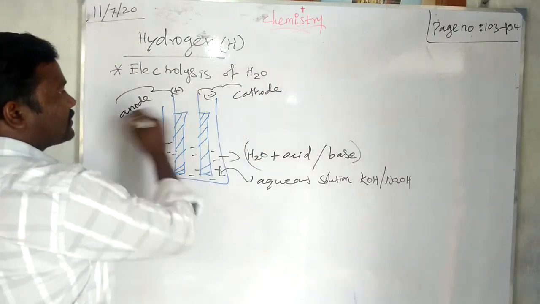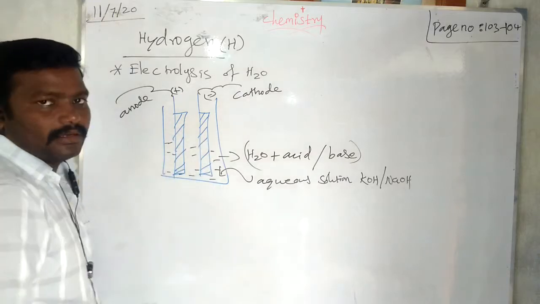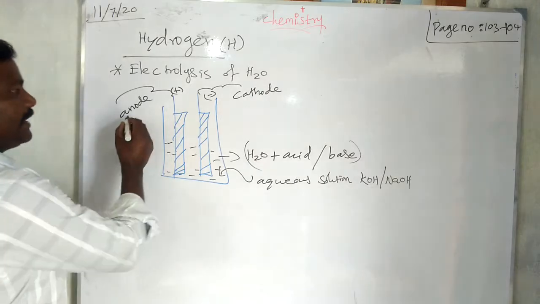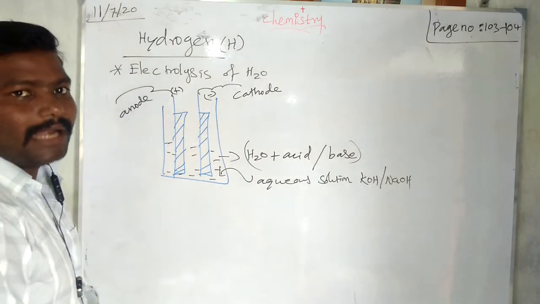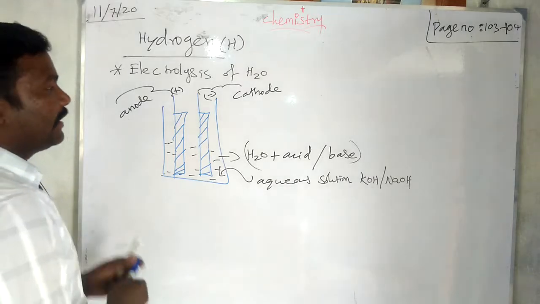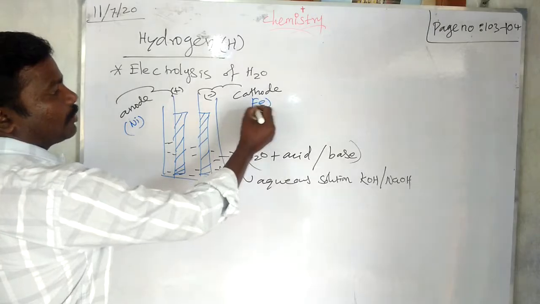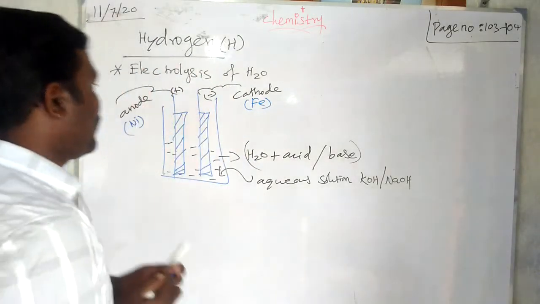Then if we pass the current, what will happen? Due to the chemical reaction, we will get hydrogen gas. Here, for the anode, we have taken the metal rod. You know what metal we can take as anode? Nickel. Then the cathode is iron, and we should take the nickel anode.